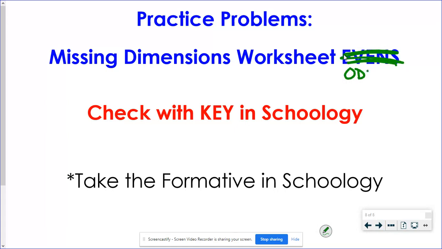This is going to be the odds. We already did the evens. Do the odds to finish up that worksheet. Make sure that you check it with the key in Schoology. And when you're all done, take the formative. We didn't have a formative yesterday. Make sure that you take the formative today. If you need any help, let me know.